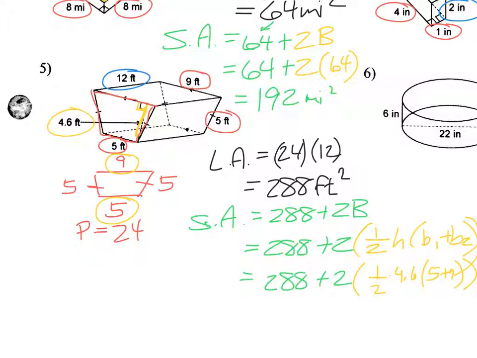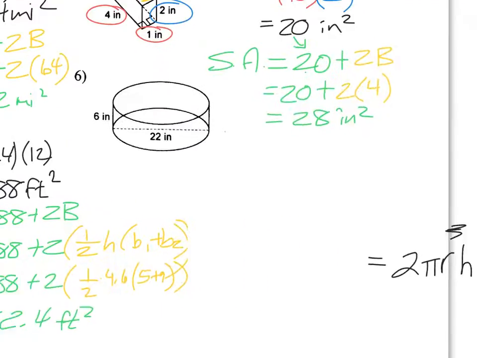So now I'm going to type all that in on the calculator. 288 plus 2 times parentheses 1/2 times 4.6 times parentheses 5 plus 9 close parentheses out. And I come up with 352.4 feet squared. All right, one more, cylinder.